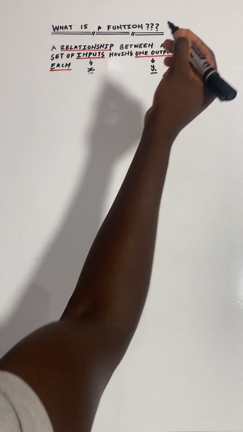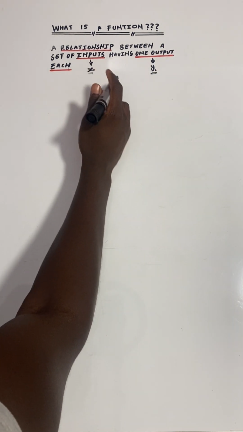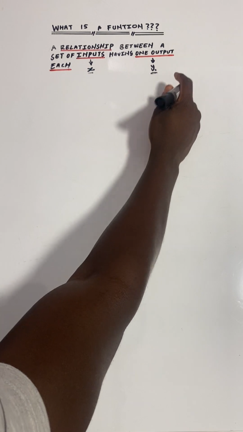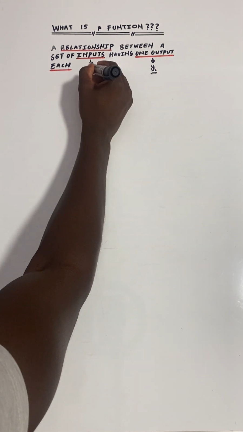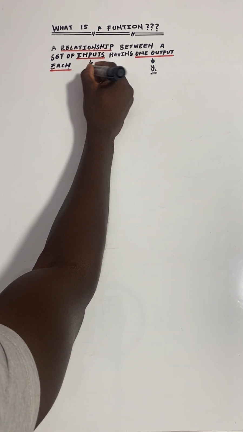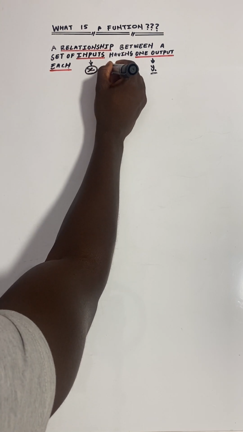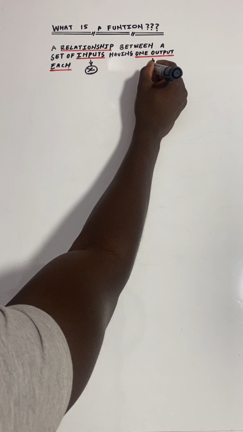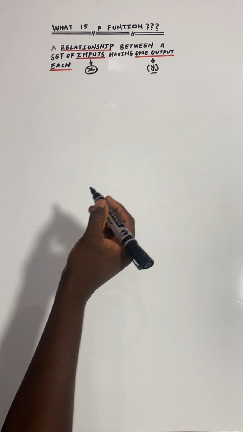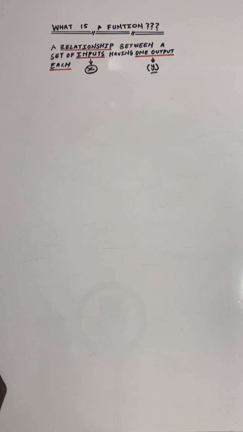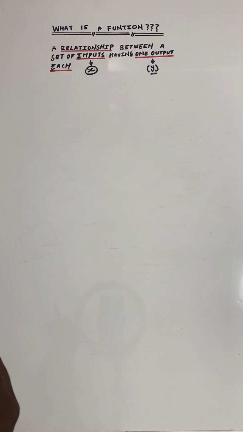So the criteria is each x value must have one output. It means that we cannot have one x value having more than two y values. So it means that a certain x value must have only one output. Okay, so now let us check that. Let us get into the categories of functions.